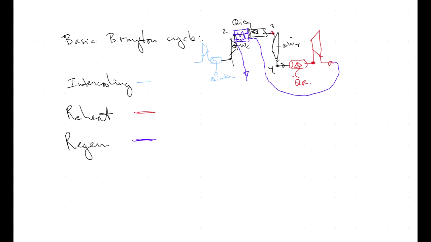So we're going to look at each of these individually, and at the influence on efficiency. We'll look at the basic Brayton cycle, then add intercooling, reheat, then regeneration. Let me just check my notes. Then we'll do the different permutations: intercooling only, reheat only, regen only, then intercooling plus regen.